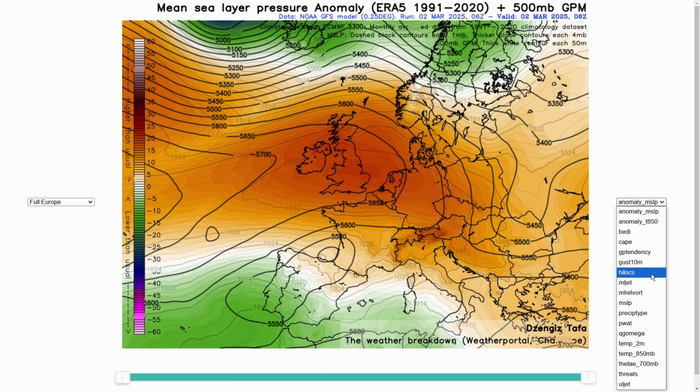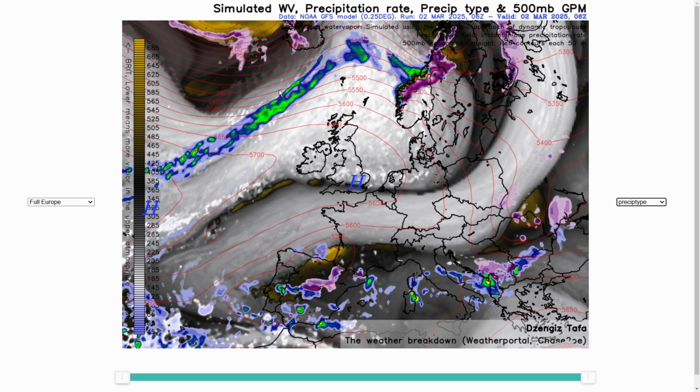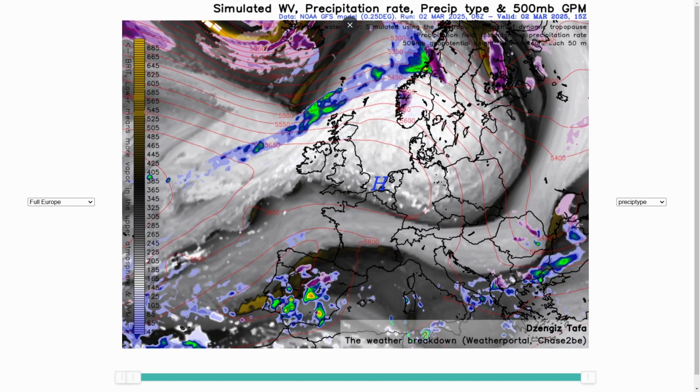If we check a little bit what that means when it comes to precipitation, I've created a simulated water vapor chart. I added the precipitation rate and the distinction of the precipitation type, along with the 500 millibar height contours. We have the same situation. There's like an IPV anomaly, as you can see here, in the water vapor, correlating well with the dip here in the 500 millibar levels.